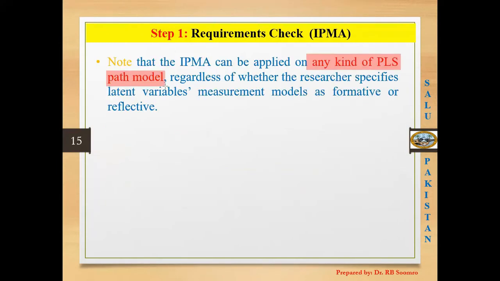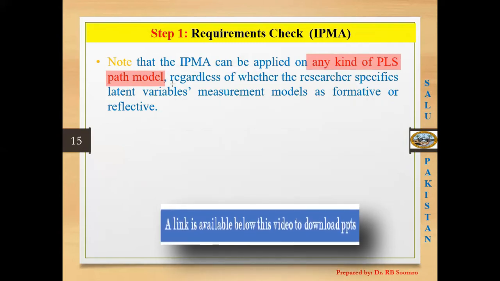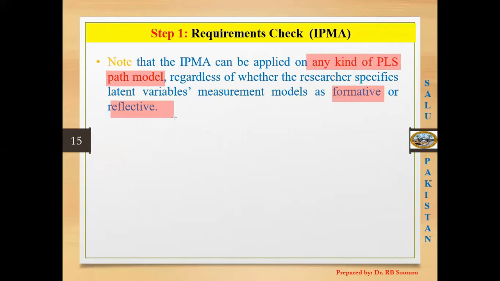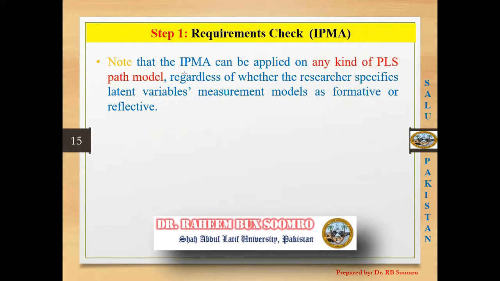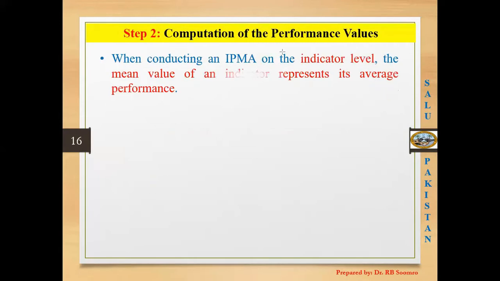Now, the IPMA can be applied on any type of path model. No problem, whether it is formative or reflective, you can apply it on any without any problem. When conducting IPMA at the indicator level, the mean of the indicator value represents its average performance. So when you are working on the indicator level, its mean value is its average performance.